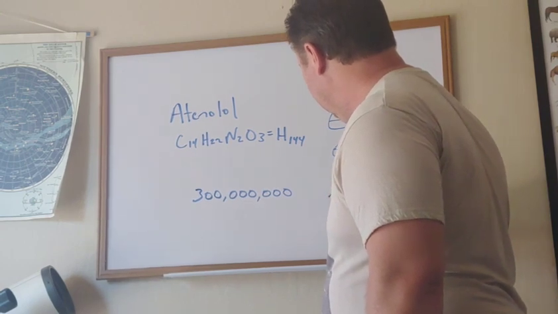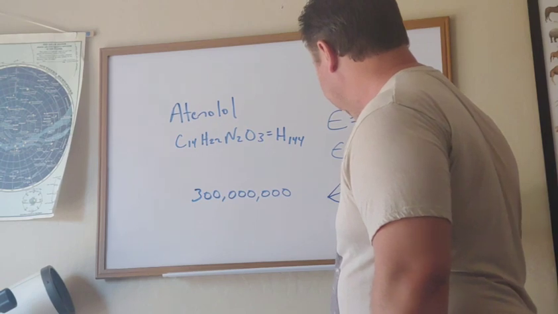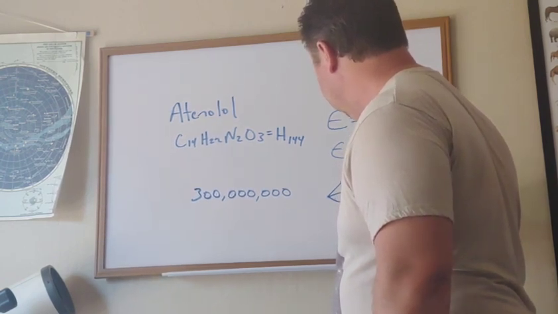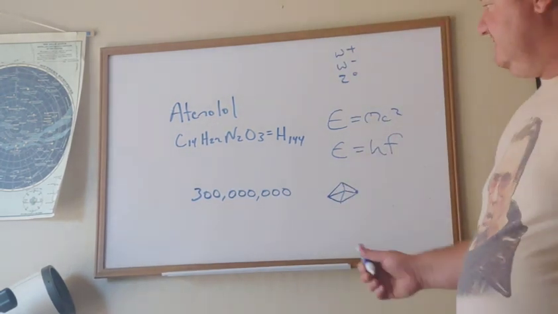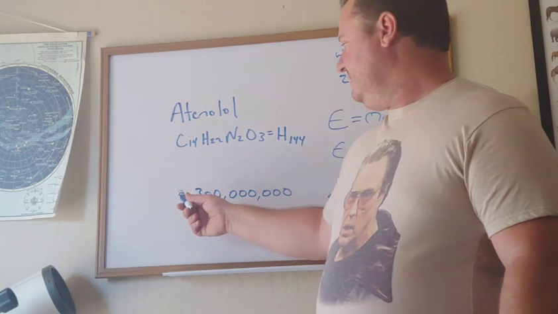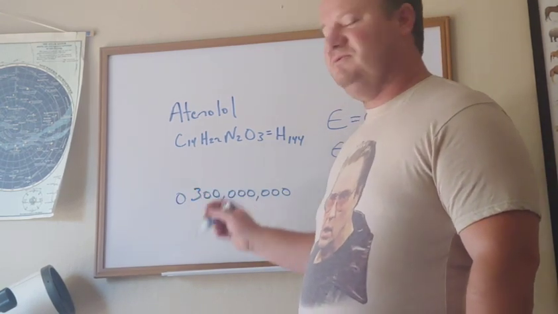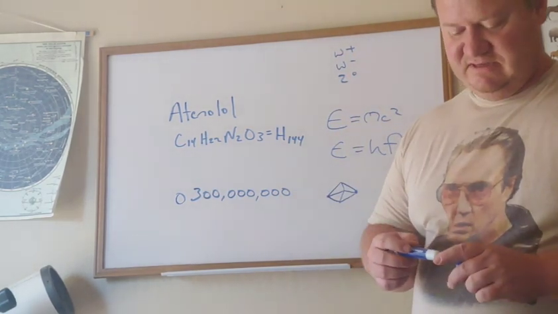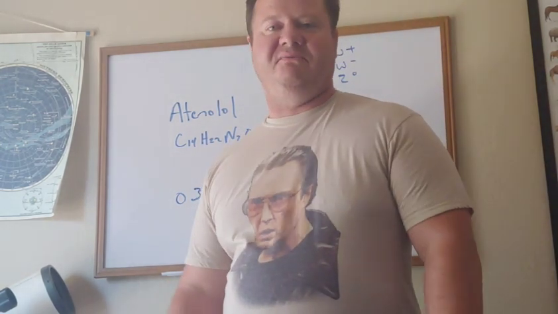0, 1, 2, 3, 0. And that's all it is. Just 0, 1, 2, 3, repeating infinitely. So it just makes things easier that way, just to consider it 300 million meters per second.